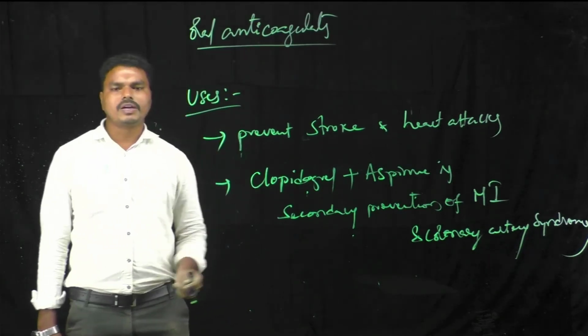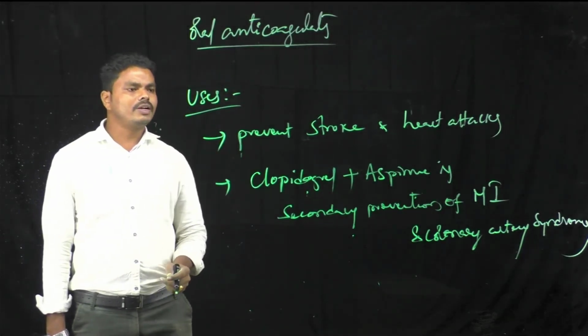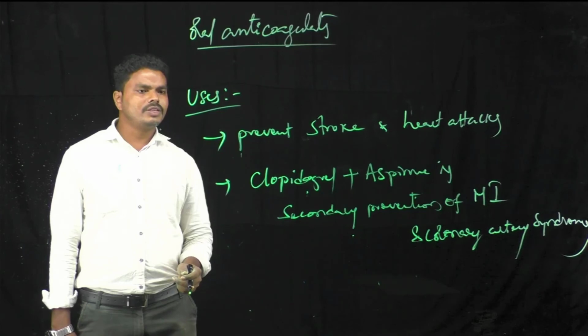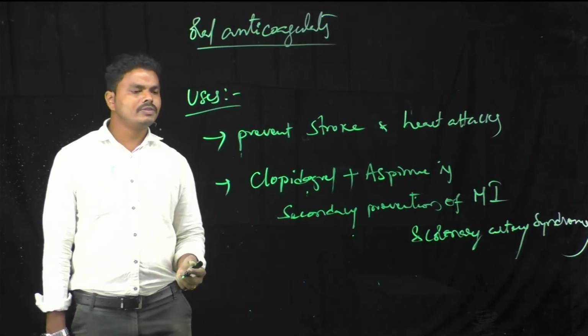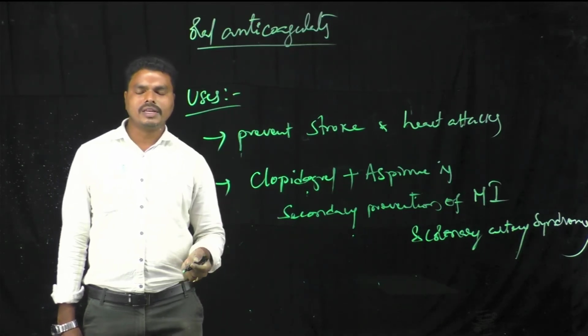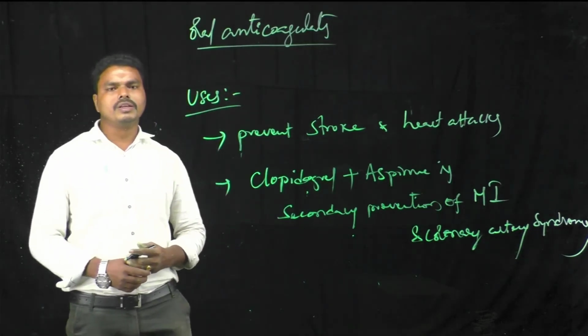So by this we completed the chemistry of anticoagulants. Up to now we discussed the chemistry, mechanism of action and structure activity relationship of warfarin, anisindione and clopidogrel.